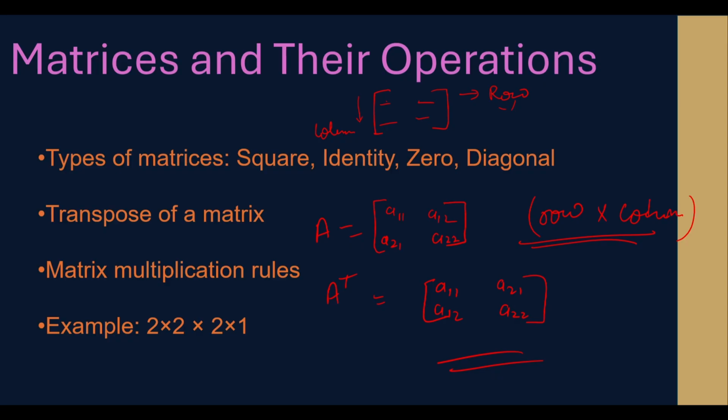So let's take an example: there is a 2 cross 2 matrix. Suppose a 2 cross 2 matrix is given, this is one matrix and this is another matrix, and we have to multiply them. So what should be the outcome? Just think about what the output matrix should be, its rows and columns.